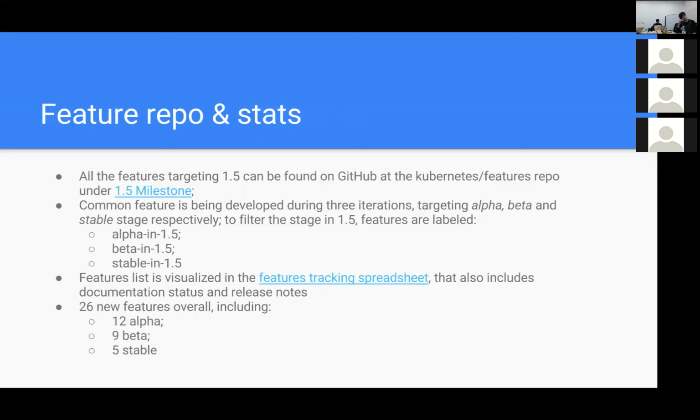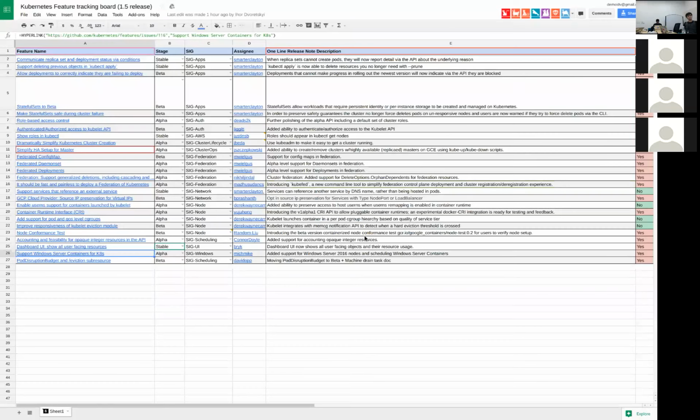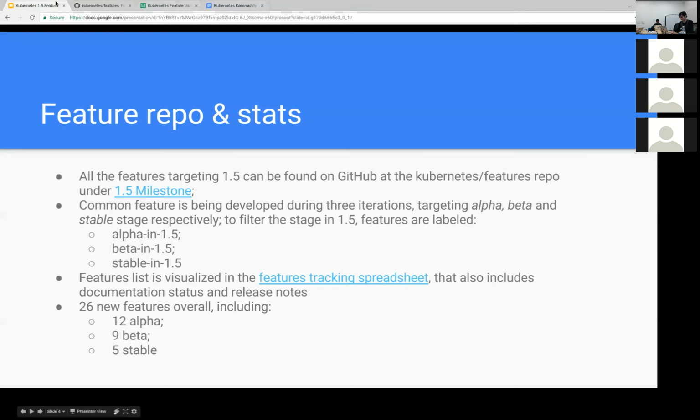Also, as you remember, I maintained the feature tracking spreadsheet during the previous release, and I also did that during this release, and I appreciate the help of the community to populate it. So we have the features tracking spreadsheet that tracks all the features that have to be included into this release. We also have release note descriptions and stats here. Thanks to the SIG Docs team for that help.